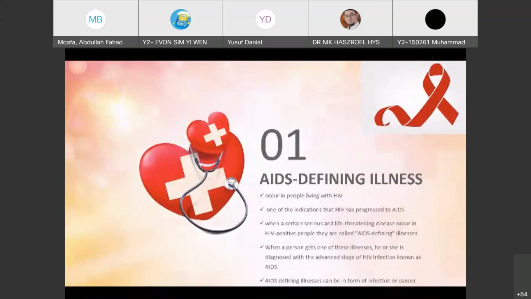AIDS-defining illnesses can differ in severity, and some occur more frequently than others. They can also be in the form of infection or cancer, which will be discussed later on.